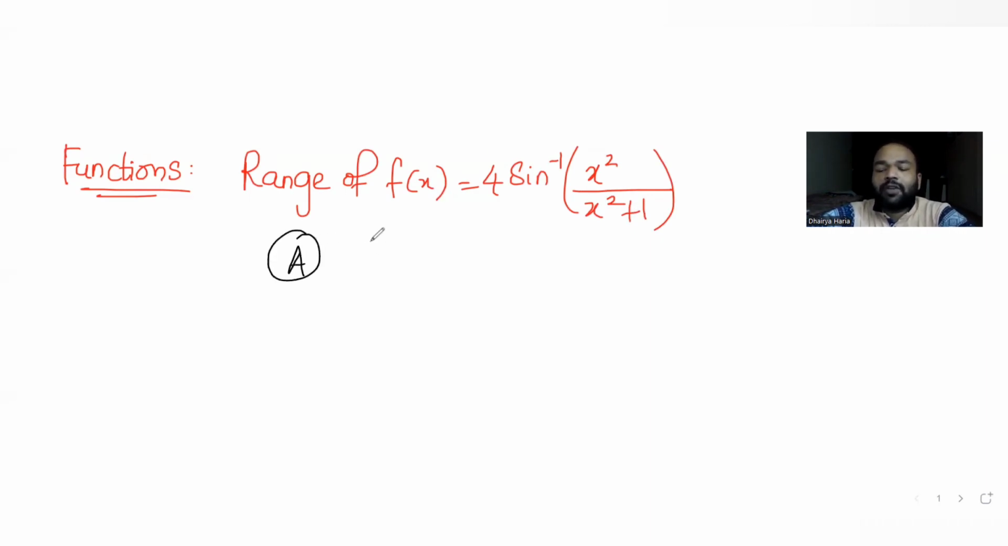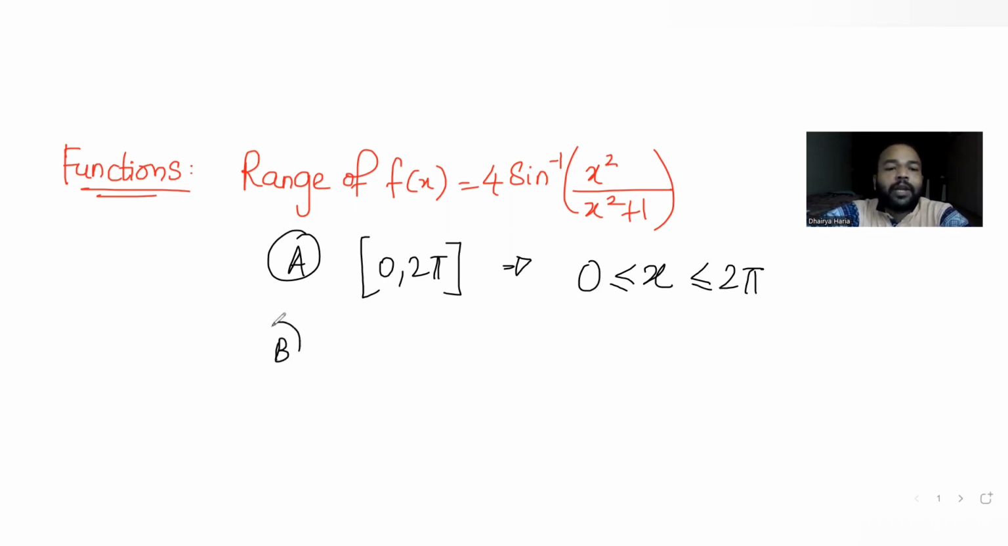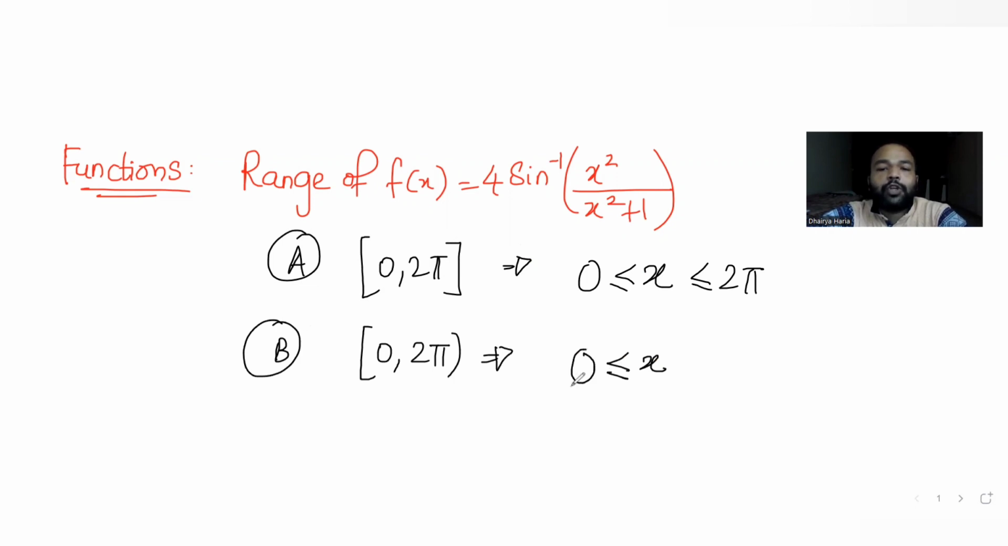The first option is given to us as closed interval of x from 0 to 2 pi. So what does that mean? Basically, values of x can lie from 0 to 2 pi, so it can be equal to 0 as well as equal to 2 pi. Second option tells us closed interval of 0 but an open interval of 2 pi. That means x can be greater than or equal to 0 because it's a closed interval, but since for 2 pi it is an open interval, x should be less than 2 pi.